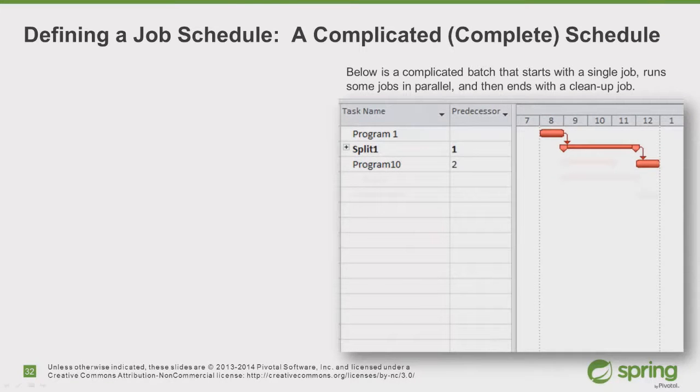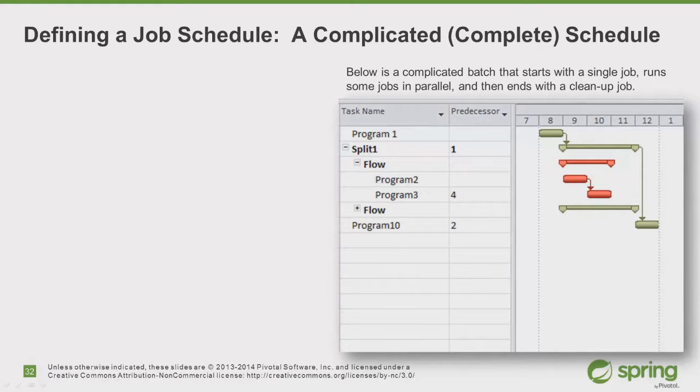Let's look at it a little bit at a time. So we see essentially by collapsing it all down, we've got program 1, and then we've got a split that executes, and when that entire split is through, we run program 10. At its highest level, that's what this is going to do. Now, inside of there, we can see that split 1 is made up of two things, the two bars shown in red, and that's two flows. And we know by definition the flows execute in parallel.